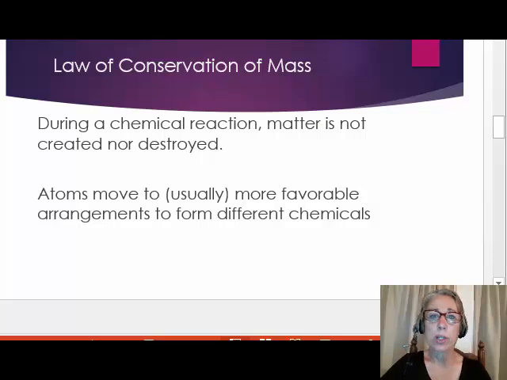During a chemical reaction, matter is not created nor destroyed. Atoms move to generally more favorable arrangements and form different chemicals, but atoms are not formed or destroyed. The law of conservation of mass is a summary of that observation, and the total mass of chemicals before a reaction is equal to the total mass of chemicals after the reaction. This law applies to both chemical and physical reactions.